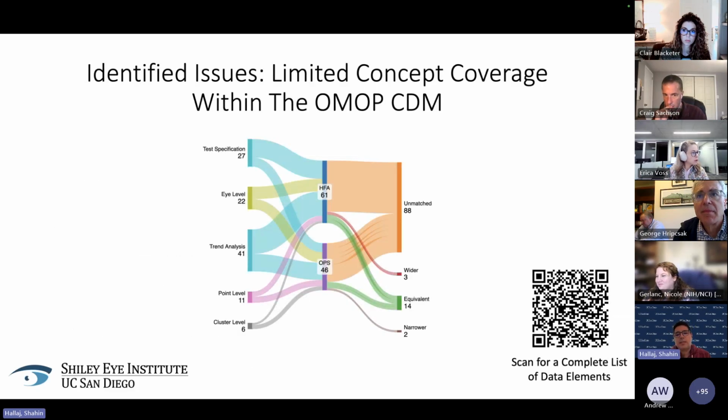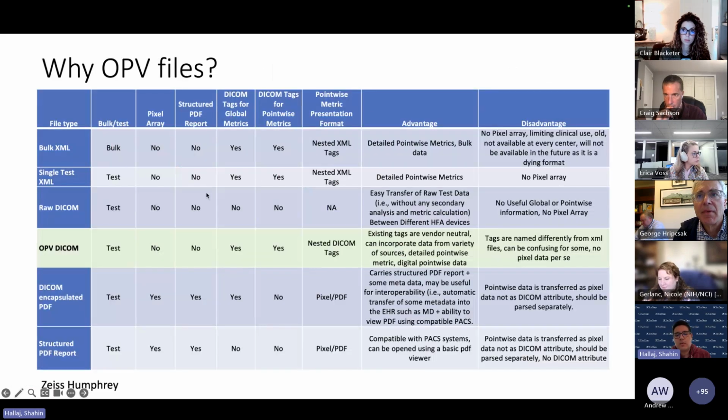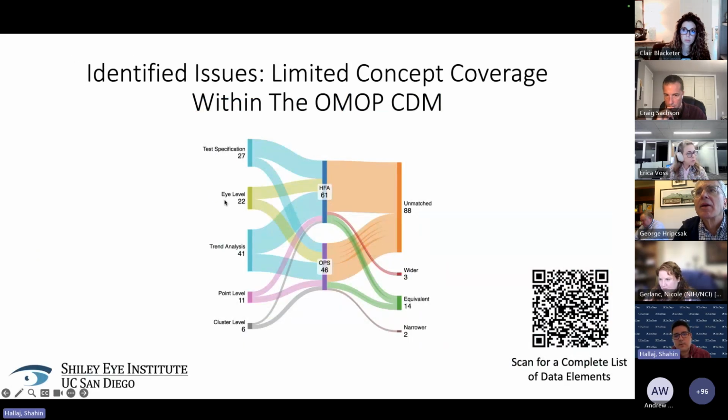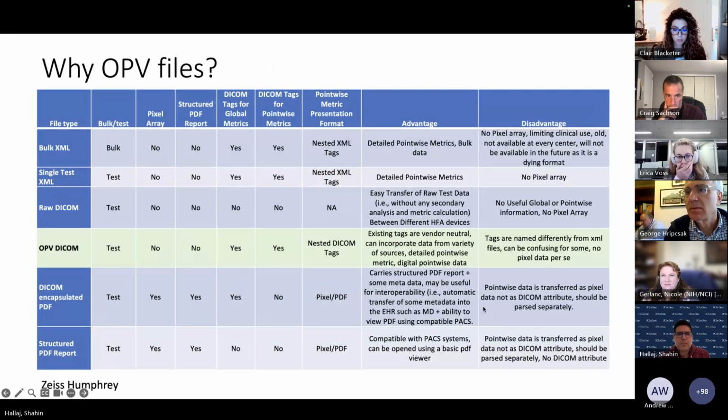And looking at OMOP CDM, we can see that from test specification, eye level data, trend analysis, point level, and cluster level data, which was a total of 107 data elements, 88 didn't have any matches in OMOP CDM, and only 14 had equivalent matches in OMOP CDM that we were able to use.